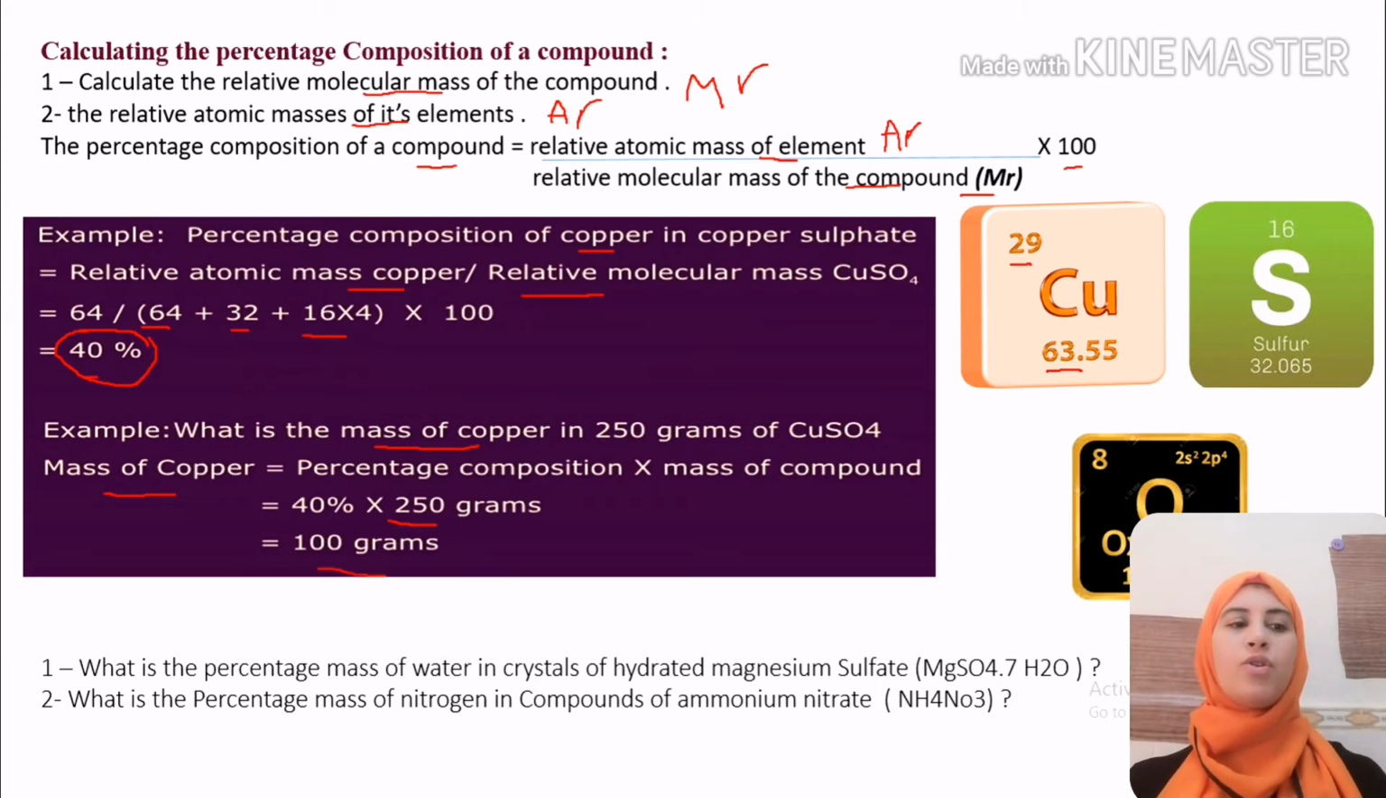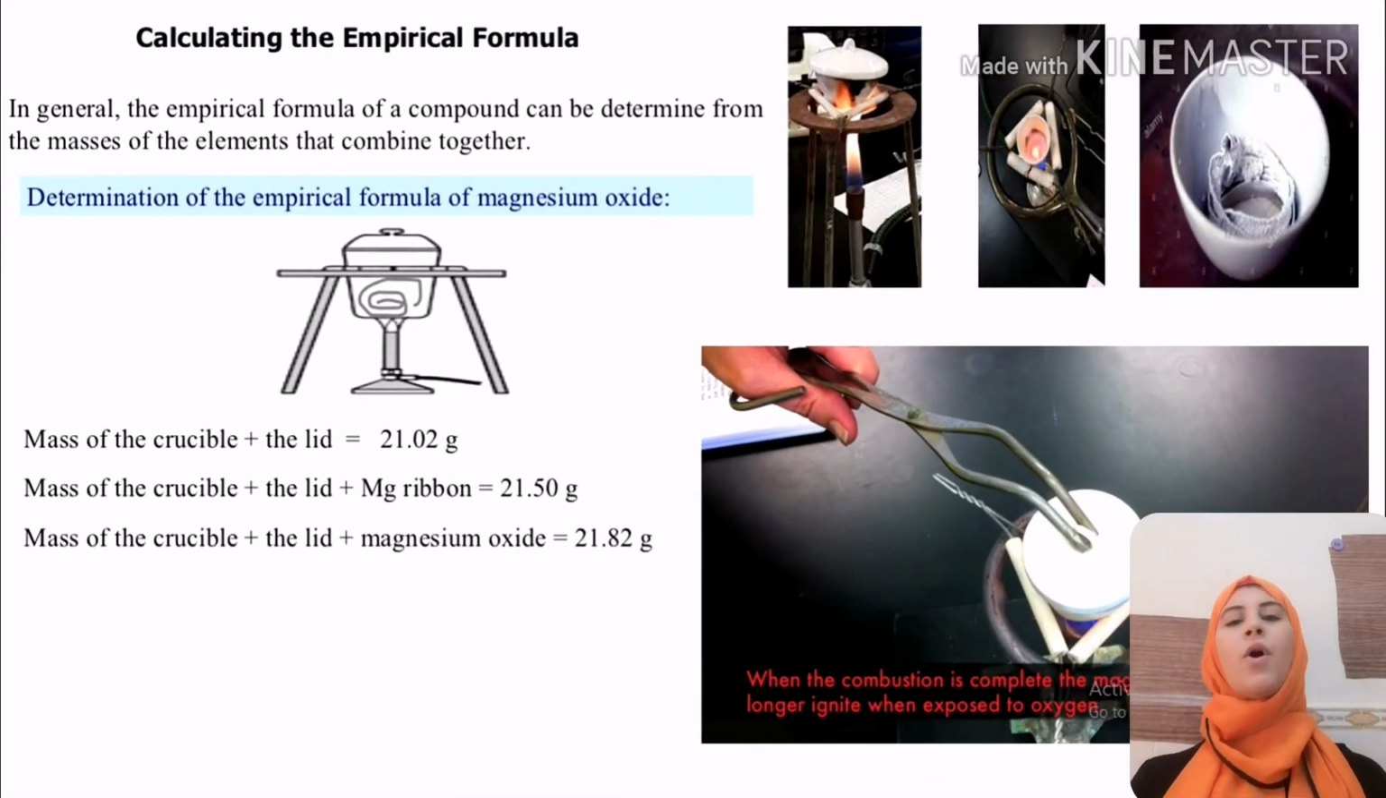At home, calculate the percentage mass of water in crystals of hydrated magnesium sulfate, MgSO4 7H2O. What is the percentage mass of nitrogen in the compound ammonium nitrate, NH4NO3? Now we will start the next topic.